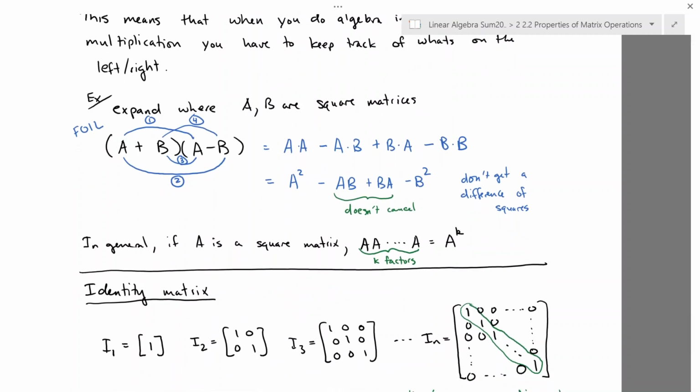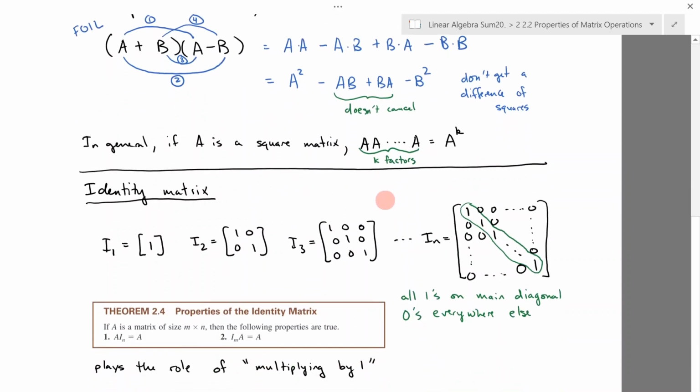However, one thing that does carry over is that as long as you're multiplying the same square matrix by itself many times, you can say that it's the same as raising that matrix to a certain power, how many times you're multiplying by itself. As you saw here, I can say that A times A is A squared and B times B is B squared. Okay.